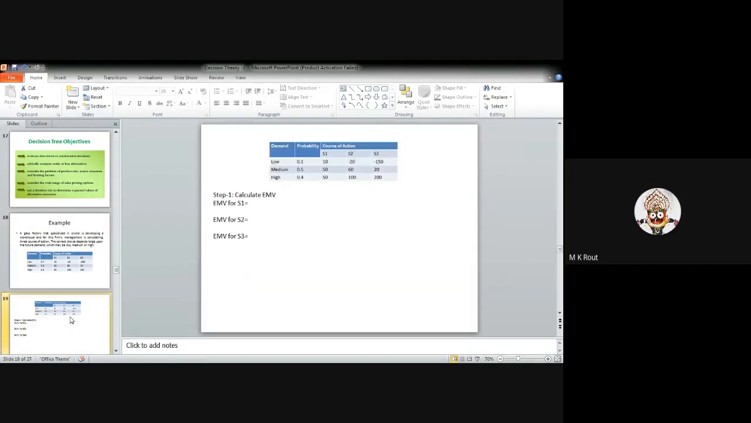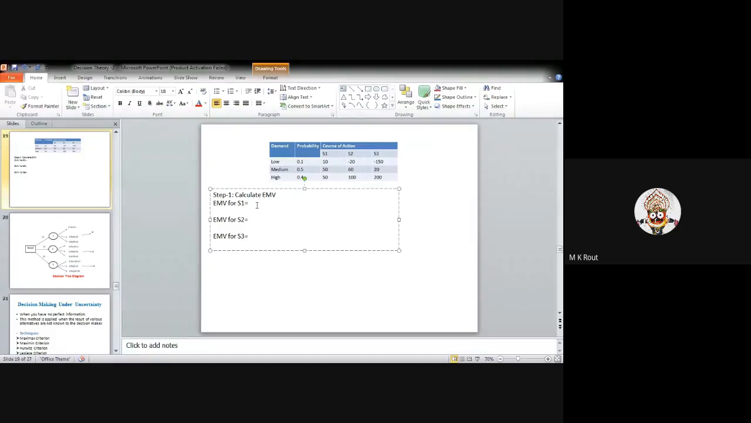Here the payoff matrix is given. First step, you have to calculate the expected monetary value for each course of action, that is S1, S2 and S3. Calculate the first one. What is the value of S1 in case of calculating the expected monetary value?